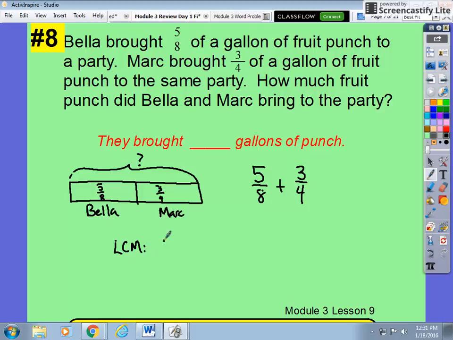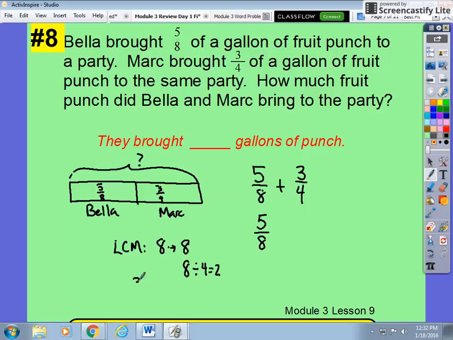So I'm going to start with my bigger number and count by 8. And the first multiple of 8 is 8. And lo and behold, 8 works with 4 because 8 divided by 4 would give me 2. So I don't need to change my 5/8 because I am going to use the denominator of 8. But I do need to change 3/4.